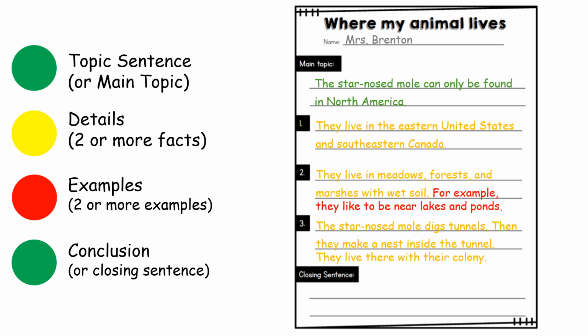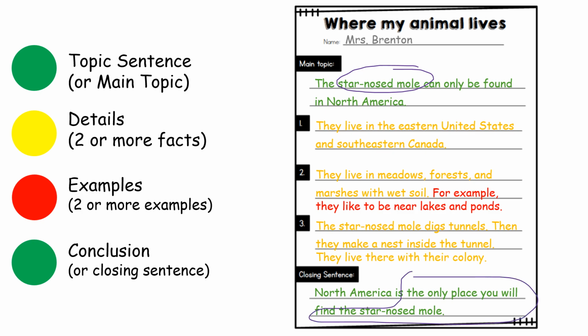So for my conclusion, I decided to keep it really simple. And what I did was I switched up the wording of my topic sentence. Let me show you. North America is the only place you will find the star-nosed mole. Do you notice that all I actually did was take my naming part from my topic sentence and move it to the telling part? I just switched things around. So it can be that easy, that simple if you want it to be. You can also add a little extra fun fact about where they live at the end. Either way is totally fine. It's a nice way to end your paragraph.